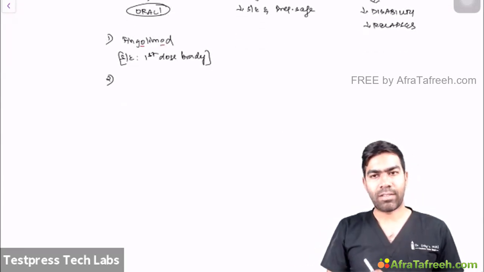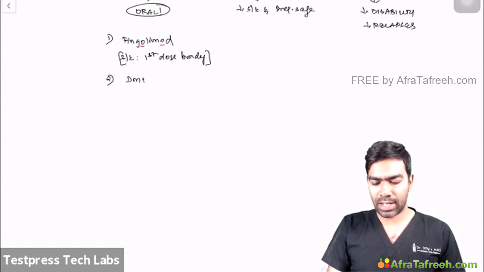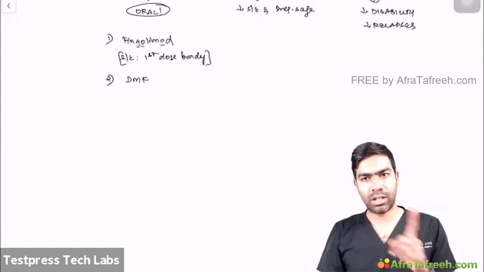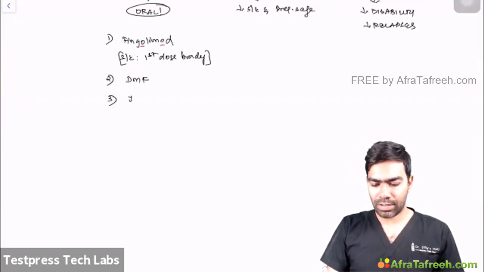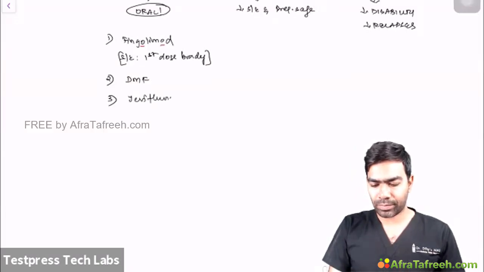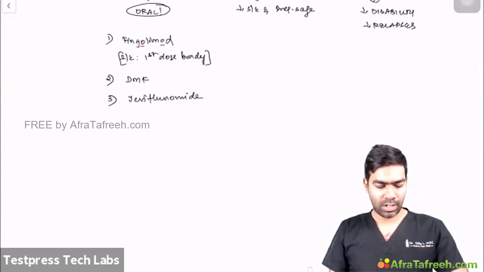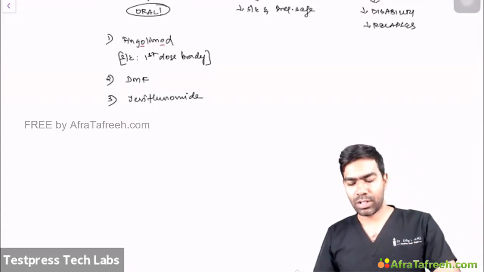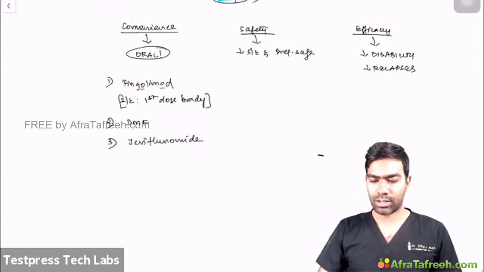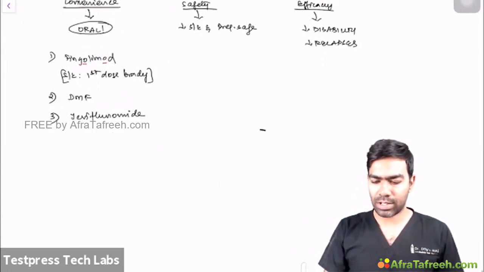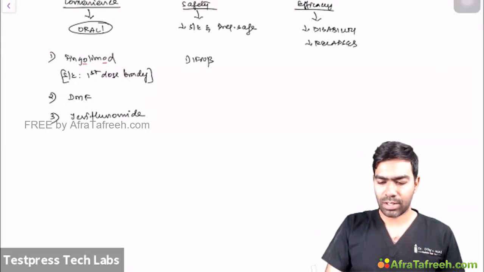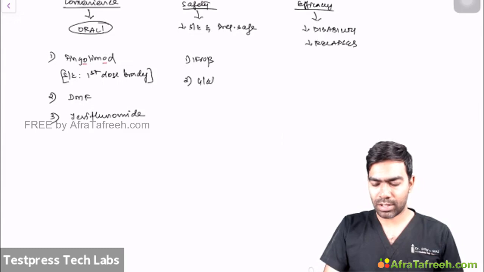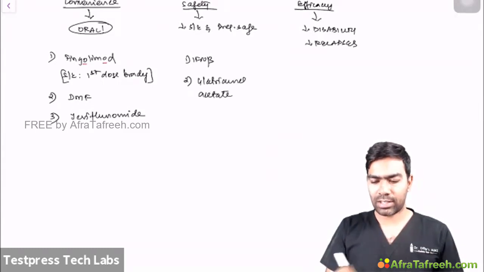Second, we have other 2 drugs that's called a DMF, that is dimethyl fumarate. That's also a very commonly used drug. And third drug, we have something called a teriflunomide. This is also a drug used in convenience approach only. All these are oral drugs. As far as the safety approach is concerned, there are 2 drugs which are very, very safe. One is interferon beta and second one is the glatiramer acetate. Both are very safe drugs, can be used in pregnancy also, and has very less side effects.